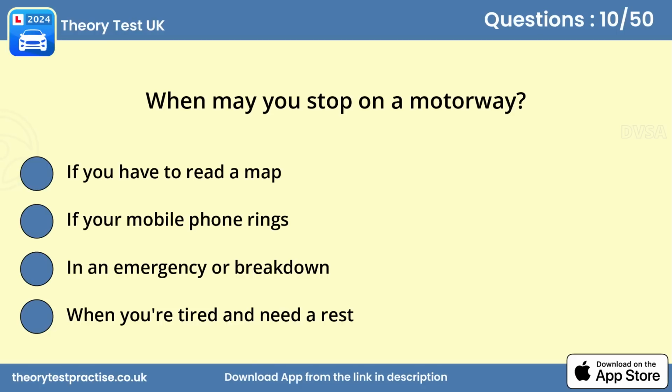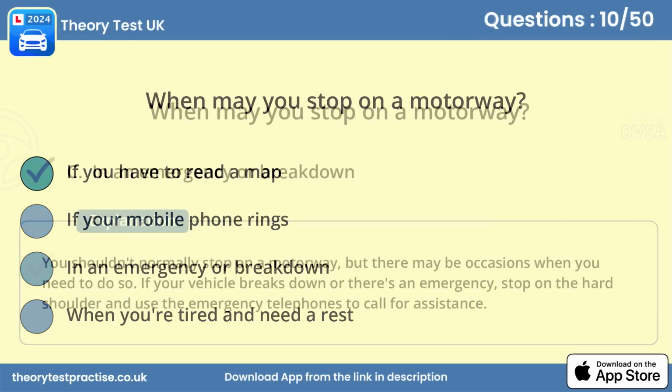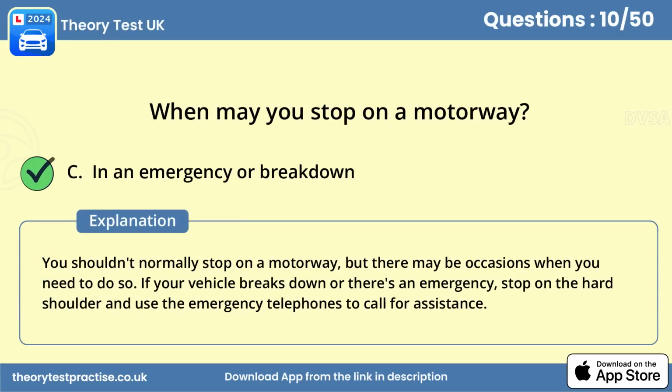Question 10. When may you stop on a motorway? C. In an emergency or breakdown. You shouldn't normally stop on a motorway, but there may be occasions when you need to do so. If your vehicle breaks down or there's an emergency, stop on the hard shoulder and use the emergency telephones to call for assistance.